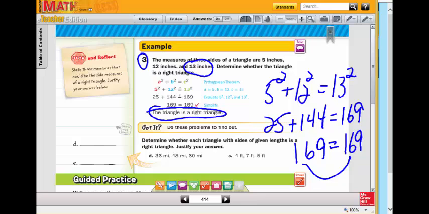So to refresh, what you're doing with these, when you're given all three side lengths, is taking the two shorter sides, squaring them, and adding those two numbers, and then taking the largest number, squaring it, and if the sum of the two smaller squares equals the larger square, you have a right triangle. Please press pause and do letters D and E.